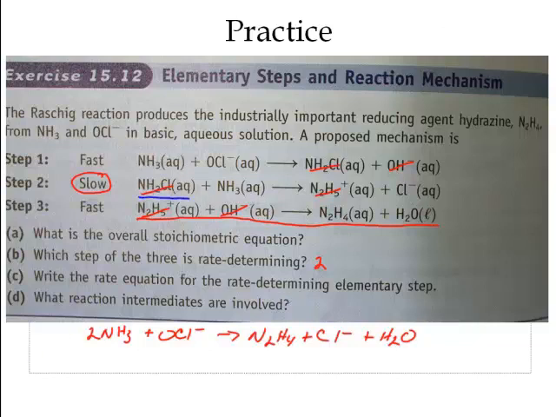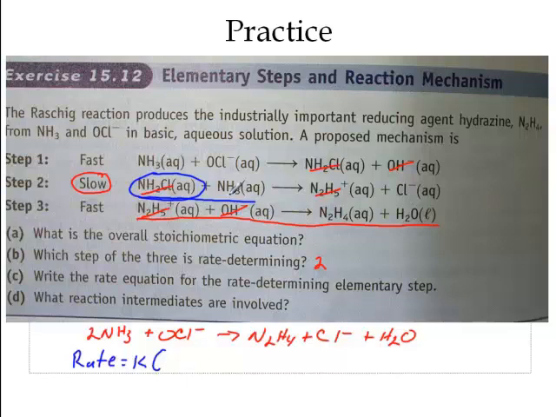Look at our rate determining step. Now, in this step, we have an intermediate. An intermediate cannot be part of our rate expression because our rate expression has to agree with the stoichiometry. So if I were to write out the rate expression for this, I'd go rate equals k, and then I've got to put my concentrations in brackets.